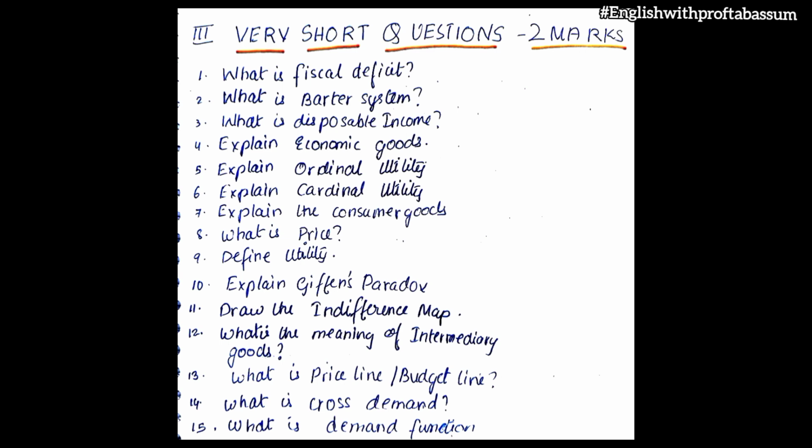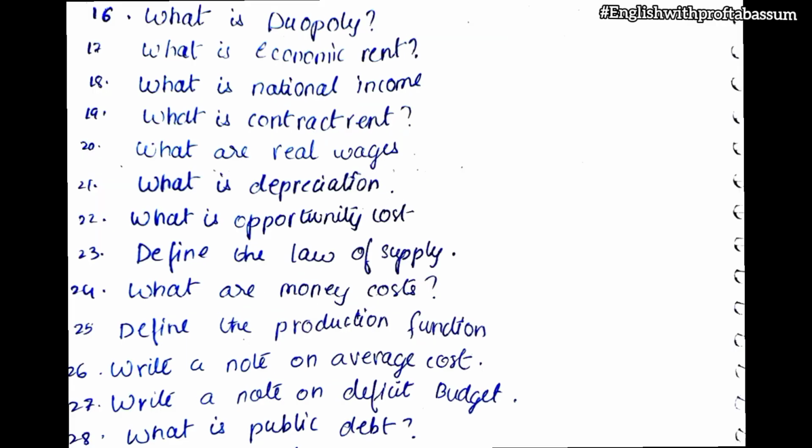What is price line, budget line? What is cross demand? What is demand function? What is duopoly? What is economic rent? What is national income? What is contract rent? What are real wages? What is depreciation? What is opportunity cost? Define the law of supply. What is money cost? Define the production function.